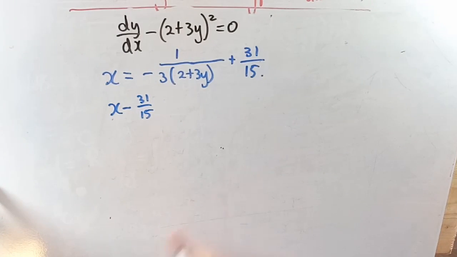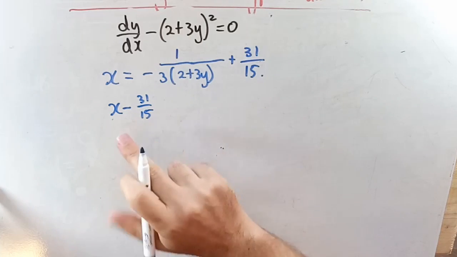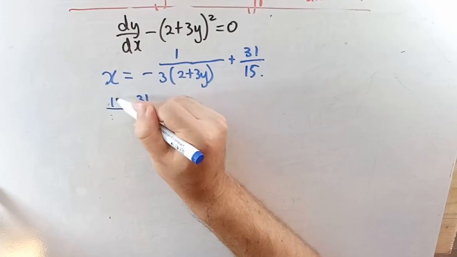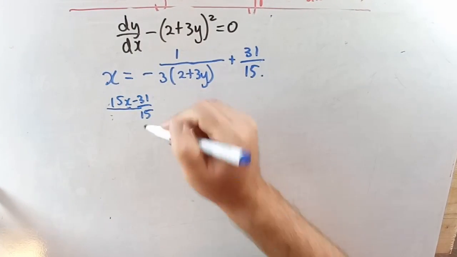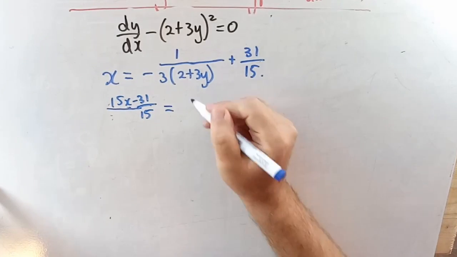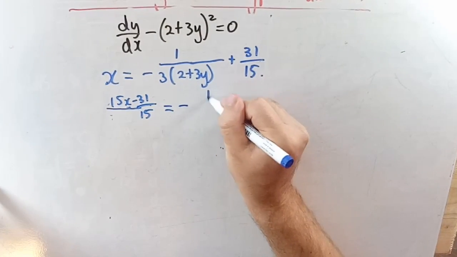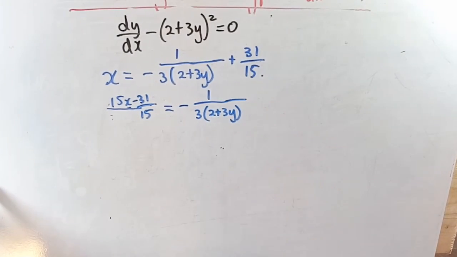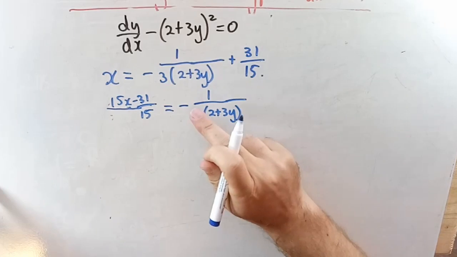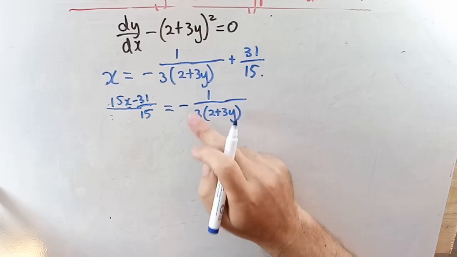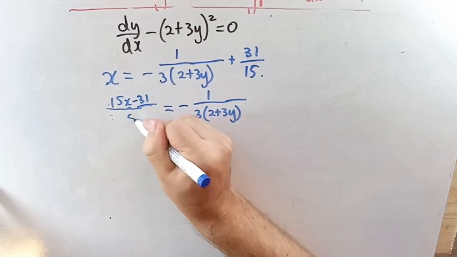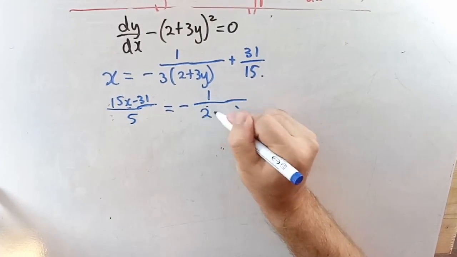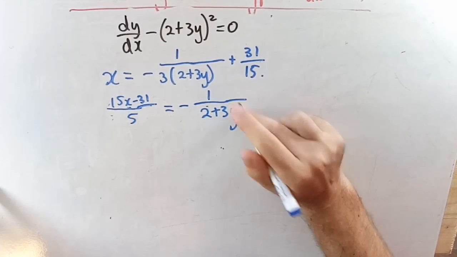I could make that, instead of writing that like that, 15x on 15, which would make it (15x minus 31) on 15 equals negative 1 on 3 of (2 plus 3y). We could do a little bit of cancelling here. I could multiply both sides by 3, and this side would become 5, and this side will go away. So that makes this just 2 plus 3y, which is nice.